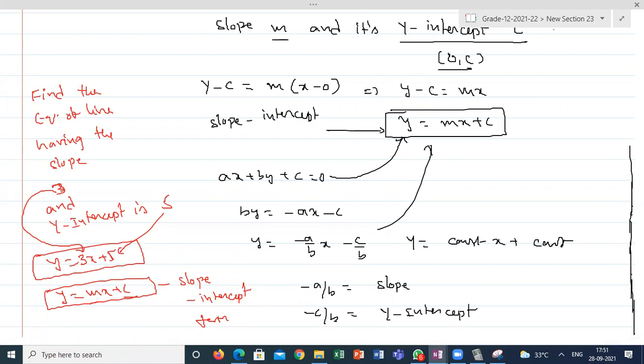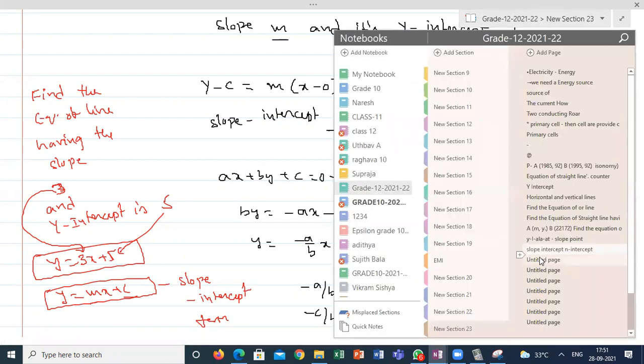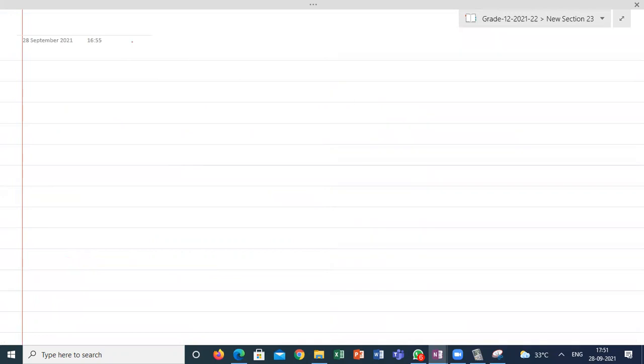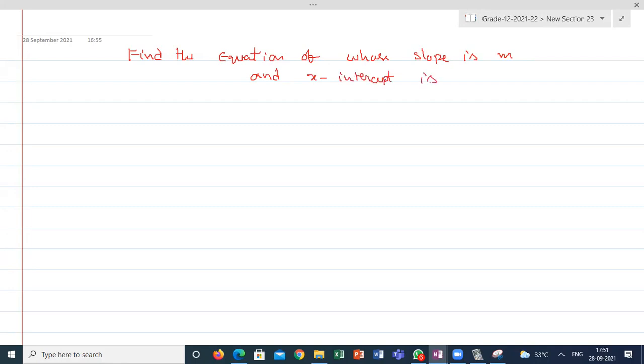Now, if I'm giving x-intercept, what is that form? That is not much important, but you can keep it in mind. Suppose I'm giving, find the equation of line whose slope is m and x-intercept is x1.